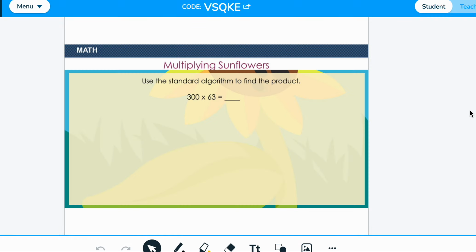Okay, 5th grade. Let's try another one. Okay, let's try the standard algorithm to find the product of 300 times 63. What I want you to do is set this problem up, vertically align your numbers to multiply. I want you to try it, and then I want you to restart the recording to check yourself to see how you did when you compared it against how I did.